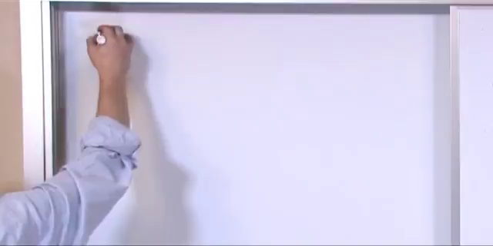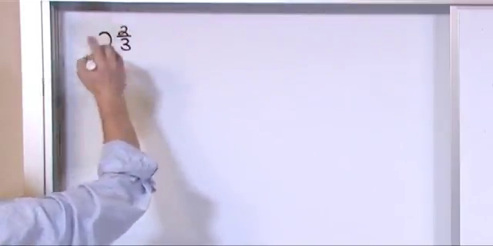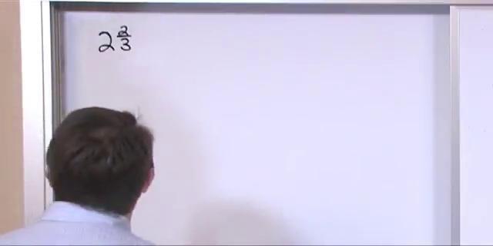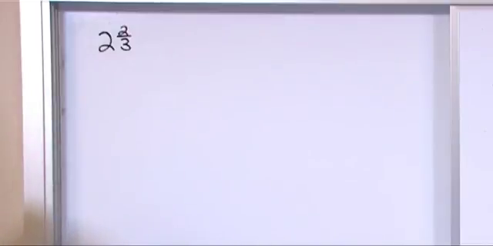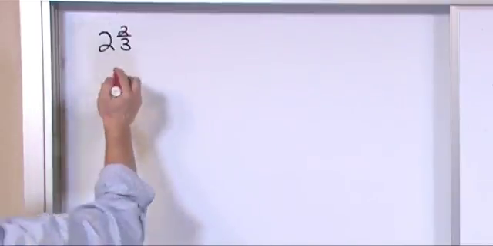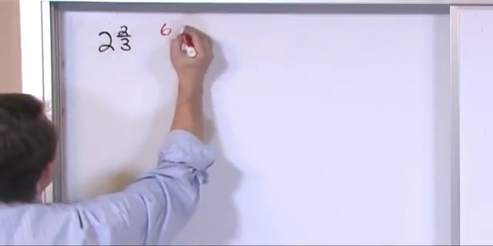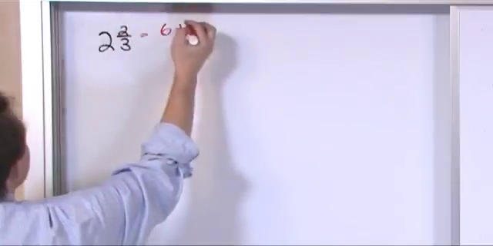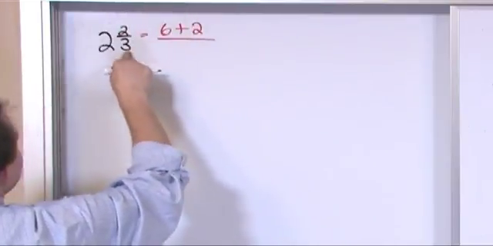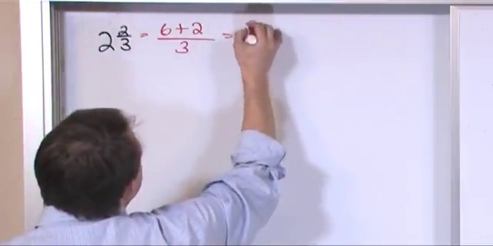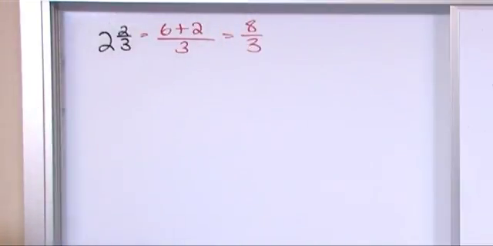Let's say you have the mixed fraction 2 2/3, and you want to convert that to improper. The easiest way to teach you how to do this is to do it completely by examples. So you take the bottom number, multiply it by the number in front, so 2 times 3 is 6, and then you add to it the numerator, which is 2, and for the denominator you keep the same one, which is 3. So 6 plus 2 is 8/3. That's the improper fraction.